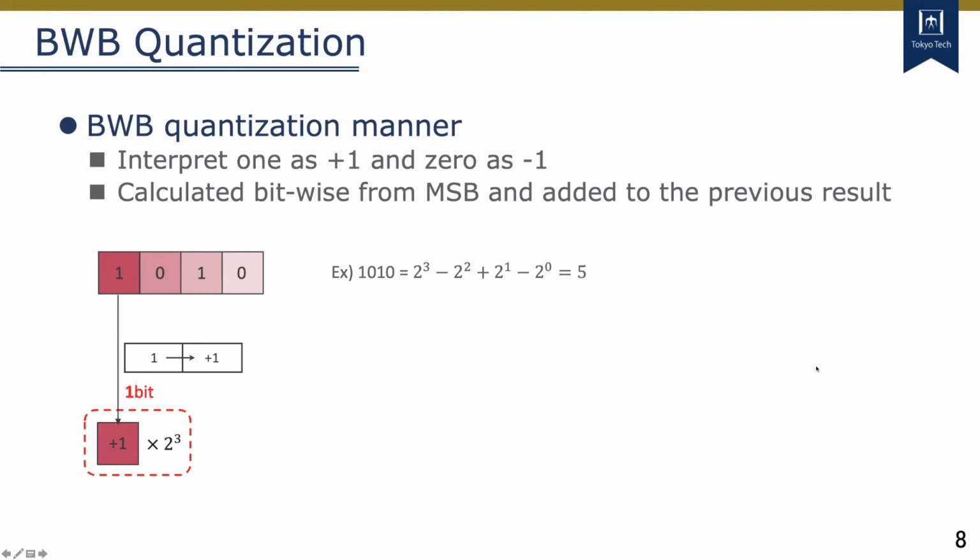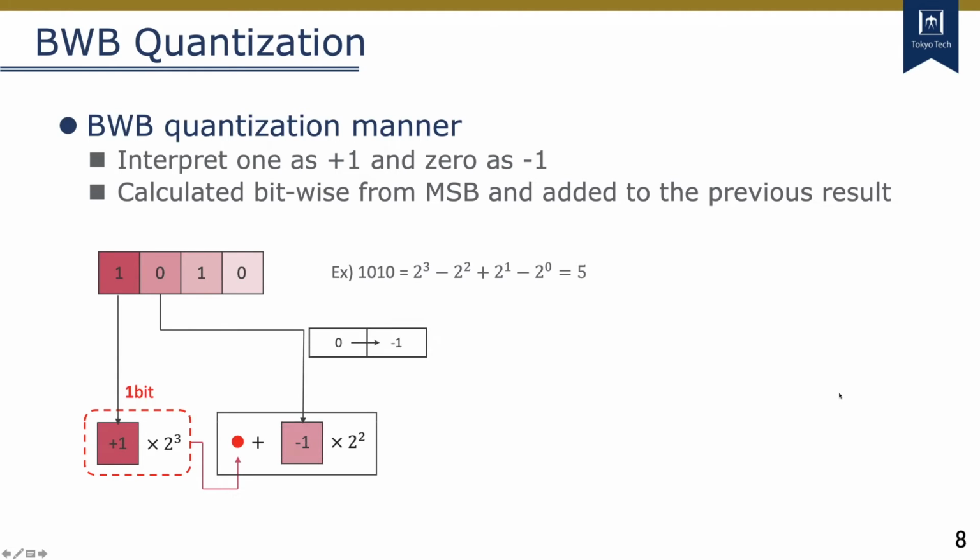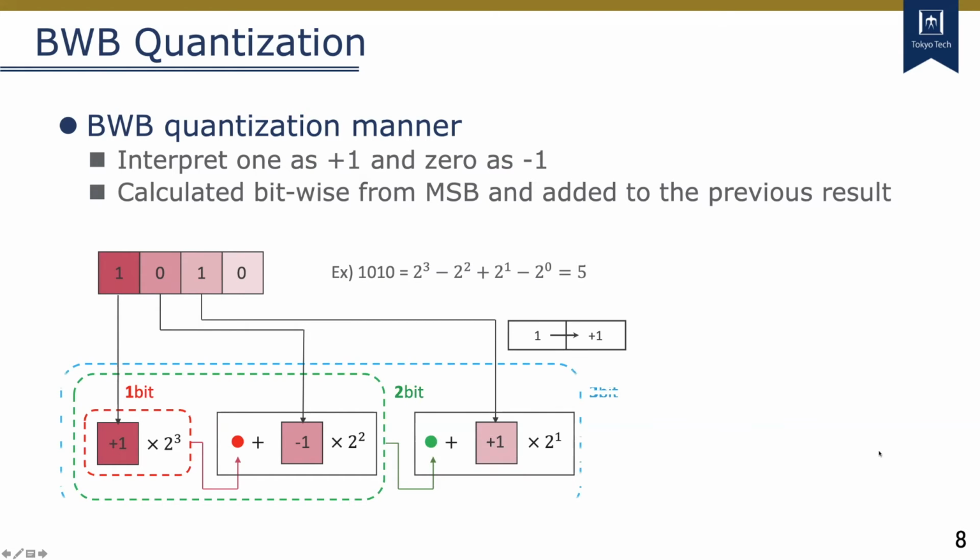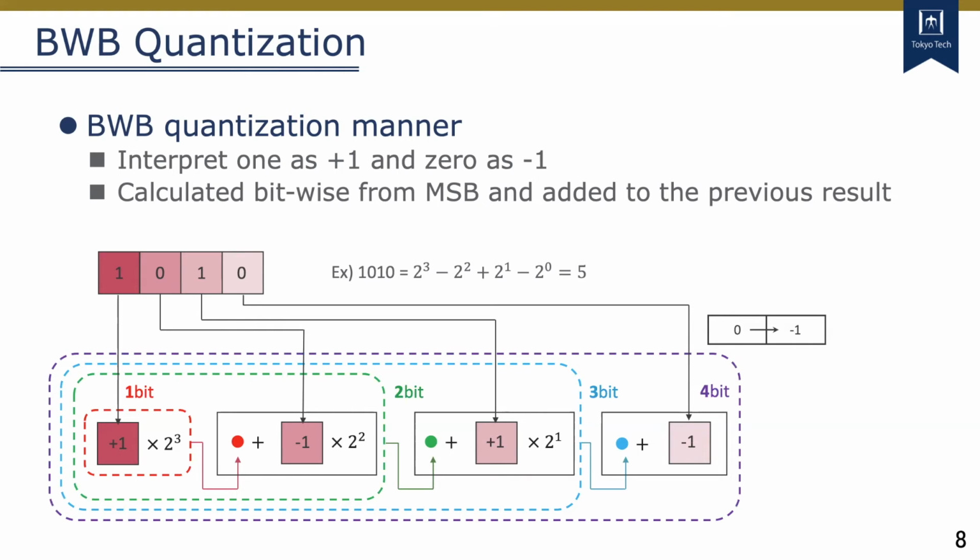First, looking from the MSB, the fourth digit is 1, and 1 means plus 1. In addition, considering digit alignment, plus 1 times 2 to the third power is 8, so the 1-bit value shows plus 8. Next, the third digit is 0, and it means minus 1. Then the third digit is calculated to be minus 4, and in addition to the previous result, the upper 2 bits represent plus 4. Repeat this. The second digit shows plus 2, and adding plus 2 to the previous result, the 3-bit value shows plus 6, and the first digit shows minus 1, and adding minus 1 to the previous result, the 4-bit value shows plus 5.